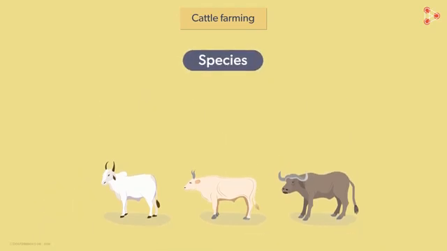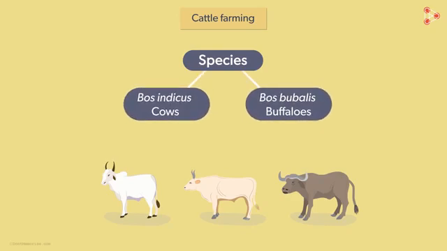There are 2 species of cattle that are most commonly used. Do you know what their scientific names are? They are known as Bos indicus cows and Bos bubalis buffaloes. The names are quite long, aren't they? Well, we can always refer to them as cattle or cows and buffaloes. With that, we have studied quite a lot about cattle, haven't we?